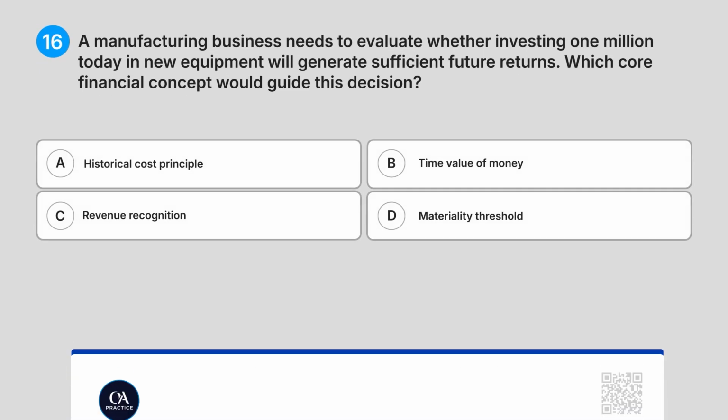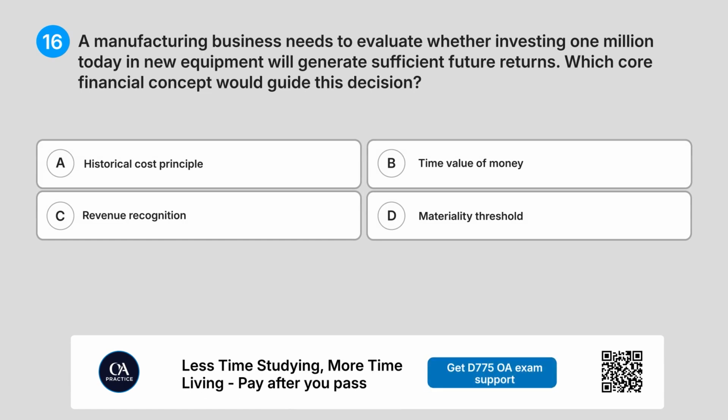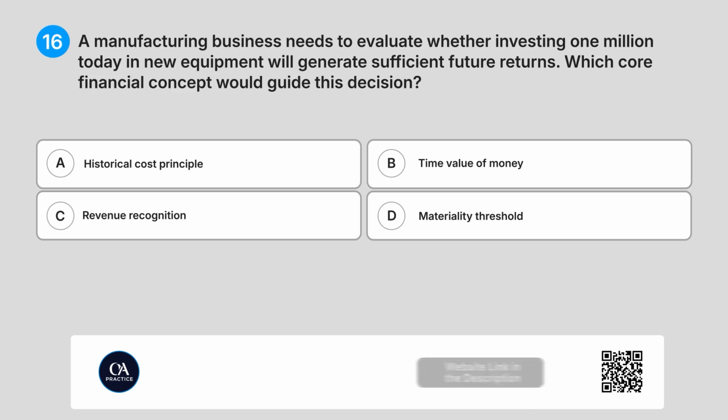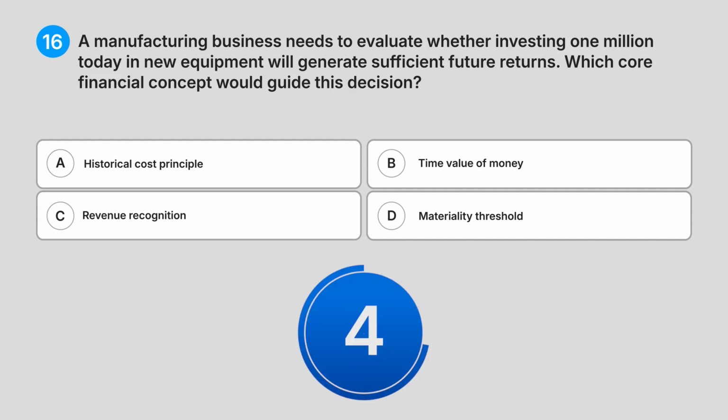16. A manufacturing business needs to evaluate whether investing $1 million today in new equipment will generate sufficient future returns. Which core financial concept would guide this decision? A. Historical cost principle. B. Time value of money. C. Revenue recognition. D. Materiality threshold. Do you know the answer?